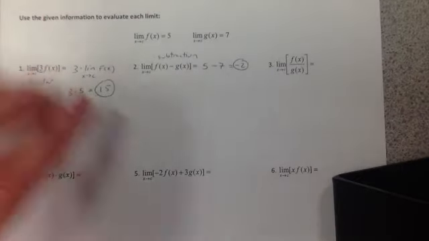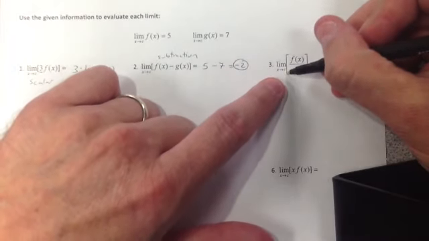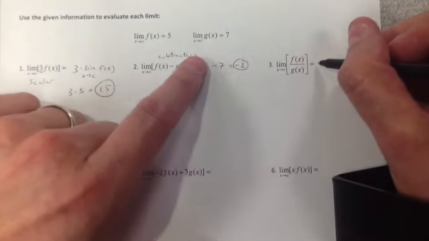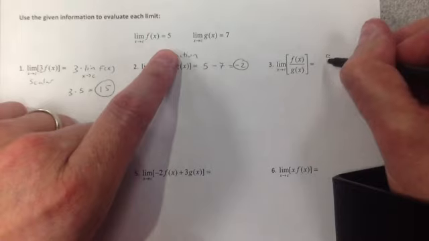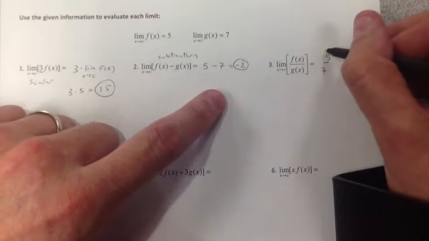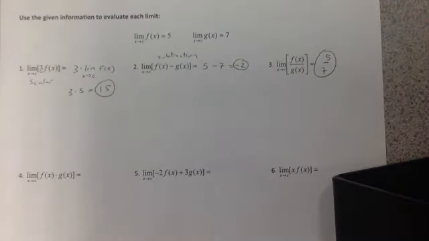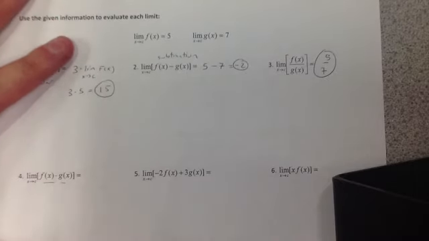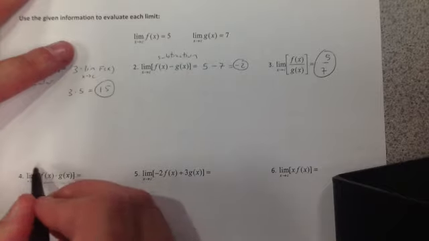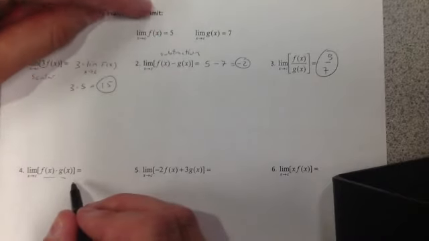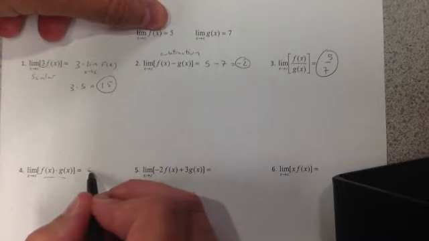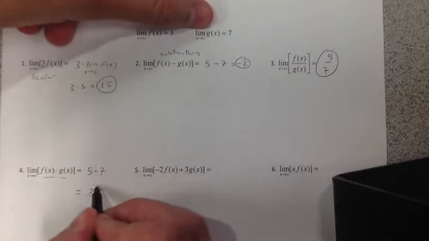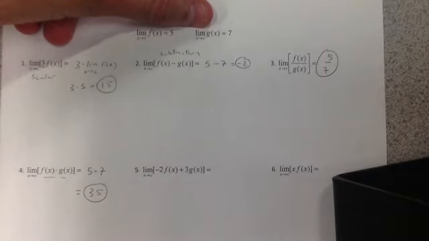The same thing if we're dividing. As x approaches c, what happens to the quantity f of x divided by g of x? Well, again, I can just divide. f of x is 5, g of x is 7. So we're approaching 5 over 7. The limit is 5 over 7. Try number 4 here. Now we're multiplying. So if I'm multiplying, we can multiply their answers. f of x approaches 5. g of x approaches 7. And if you multiply them together, we get 35.